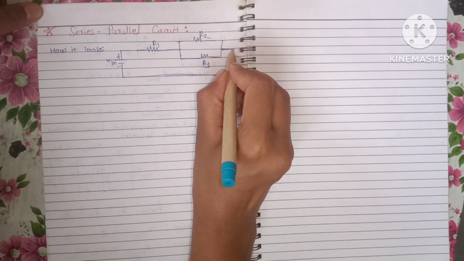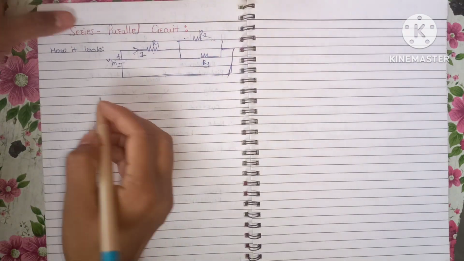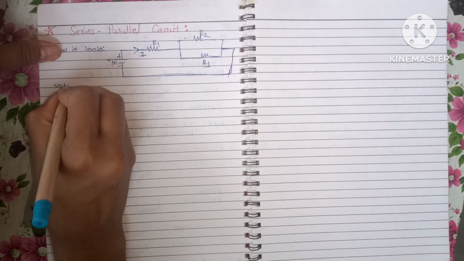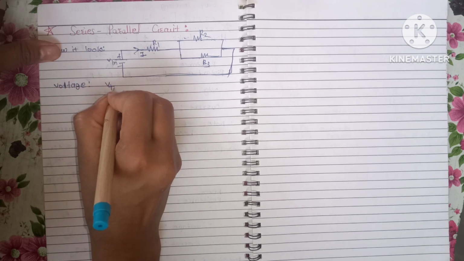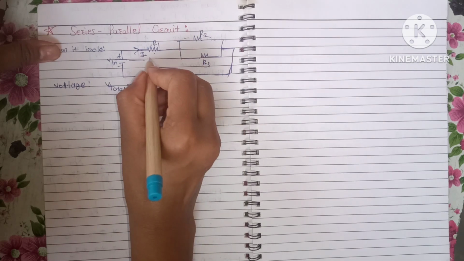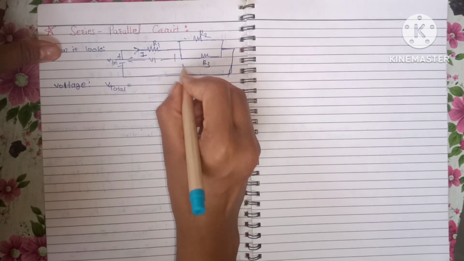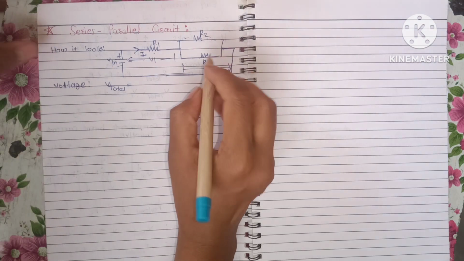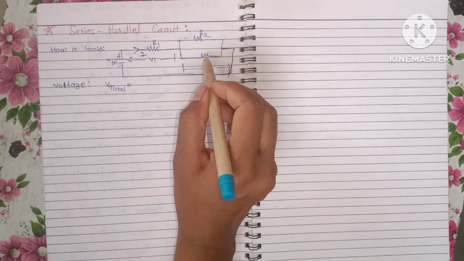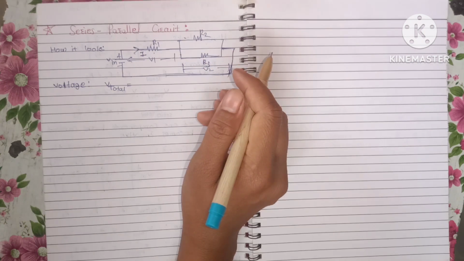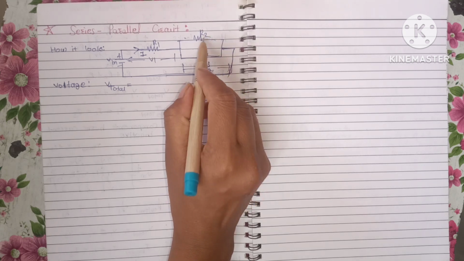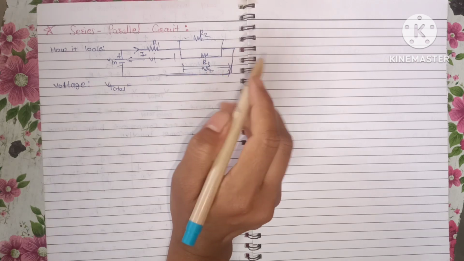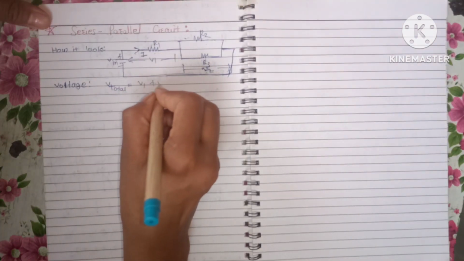Here the input voltage, or V total, is equal to the voltage drop across R1 plus the voltage drop across R2 and R3. Whatever the voltage drop across R2 is the same, equal to the voltage drop across R3. We learned in the previous example, in a parallel circuit, the voltage drop across each resistor is the same. So here R2 and R3 are connected in parallel, so the voltage drop across R2 is equal to that across R3. So total voltage is equal to V1 plus V2.